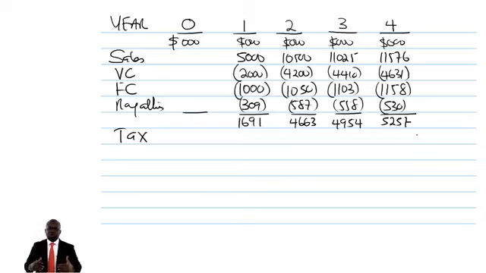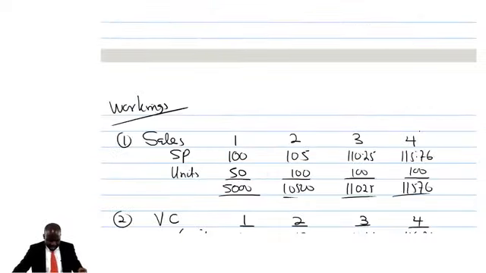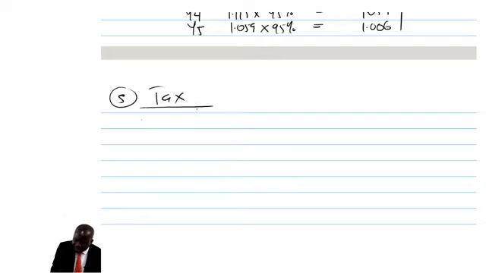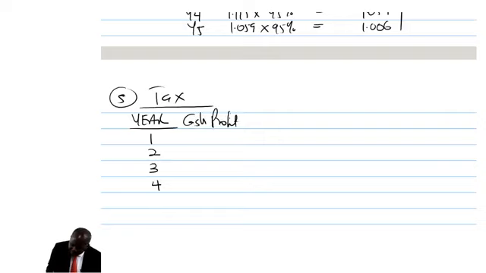I want you to go and get your tax as a figure and put it here. So follow what I'm doing here. I will go down there and say workings 5, tax. For my tax, I will need years: year 1, year 2, year 3. This project is for 4 years. Then I'll say, what is my cash profit? Let's go and bring those figures.